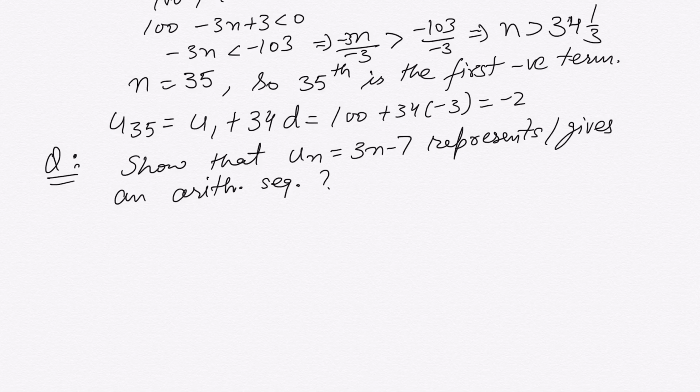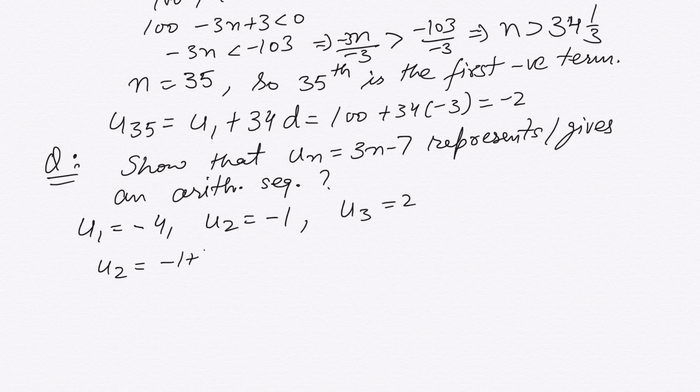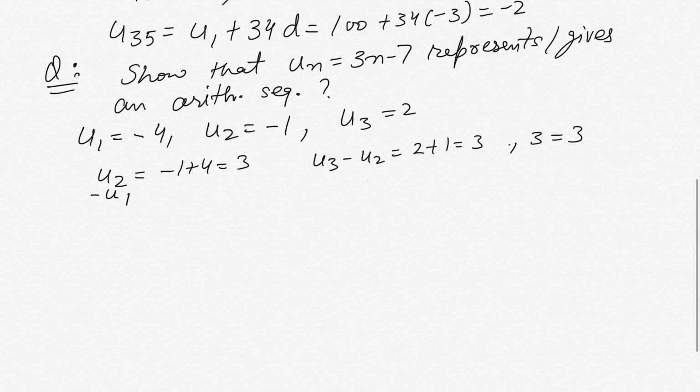Usually what students do is they start calculating u1, which is 3 minus 7, minus 4, u2, 6 minus 7, minus 1, u3, 2, and they say, oh, I can see now that minus 1 plus 4 is 3. It's actually u2 minus u1, and then they do u3 minus u2, which is 2 plus 1, that is 3, and they say, oh, 3 equal to 3, so this is an AP. No, that's not the right way. Why? Because you are given an expression in n, so we cannot take some particular values of n, some specific values of n, and show it's an arithmetic sequence.